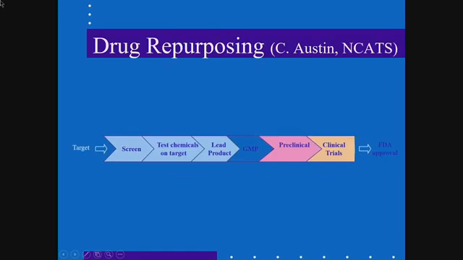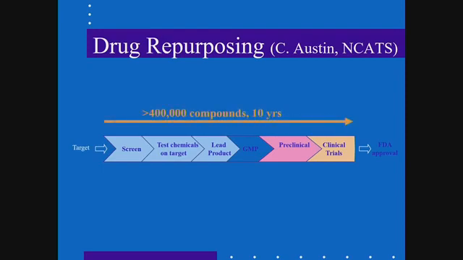And drug repurposing then, and this is the concept of Dr. Austin at NCATS, is illustrated in this fashion. Now, typically we have a process of drug screening of thousands of compounds, and the whole process may take 10 years between identifying the target agent and performing all the preclinical and clinical phases of drug development that may then lead to drug approval.